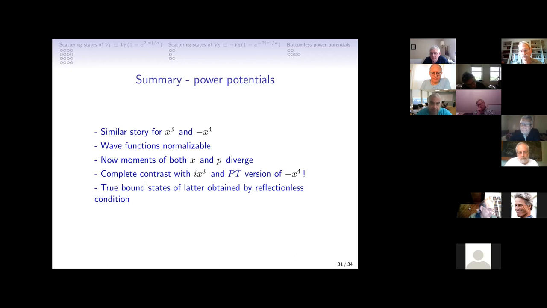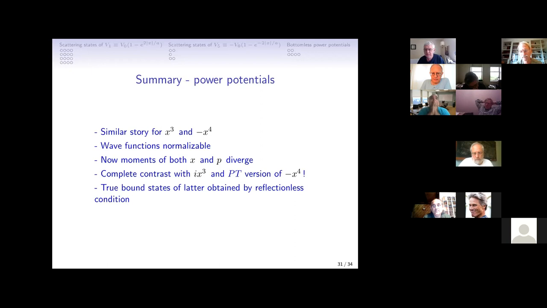Mm-hmm. Philip, can I respond to that just a second? The word bottom is not really appropriate when we're talking about PT because you're in the complex plane. I meant the bottom of the spectrum, the bottom of the ground state. Oh, bottom of the spectrum, yes, that's right.